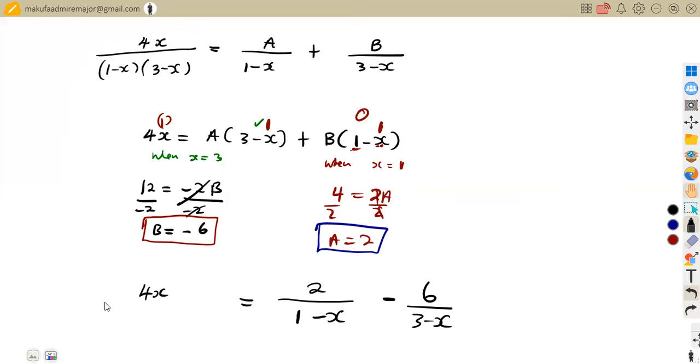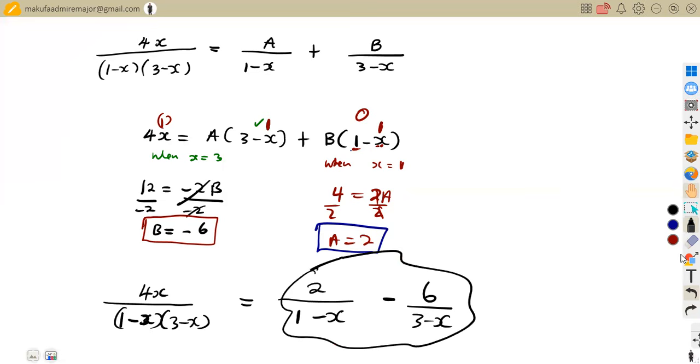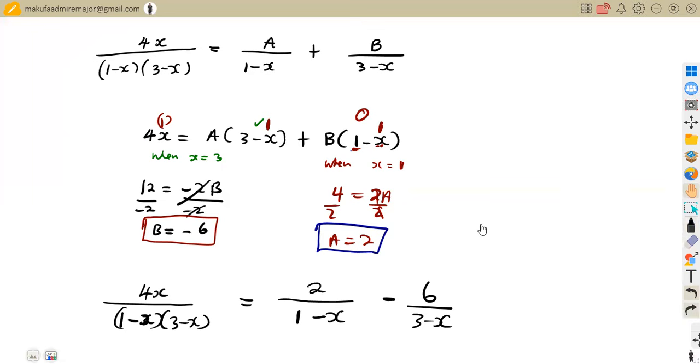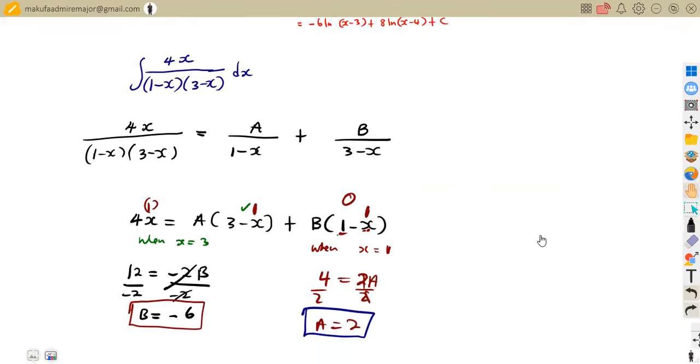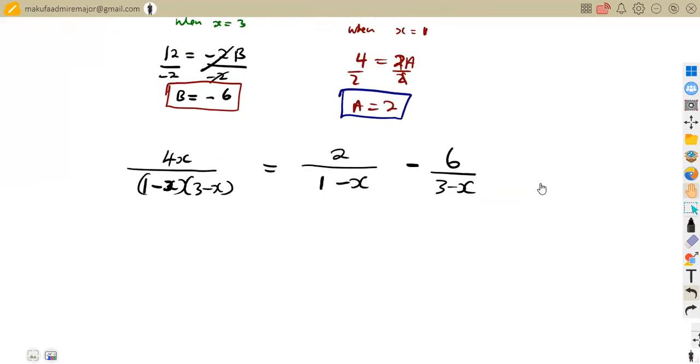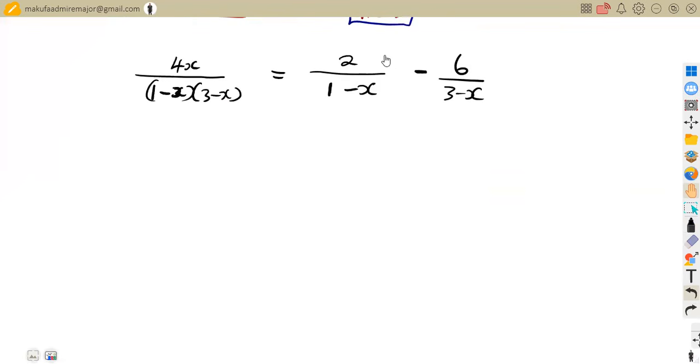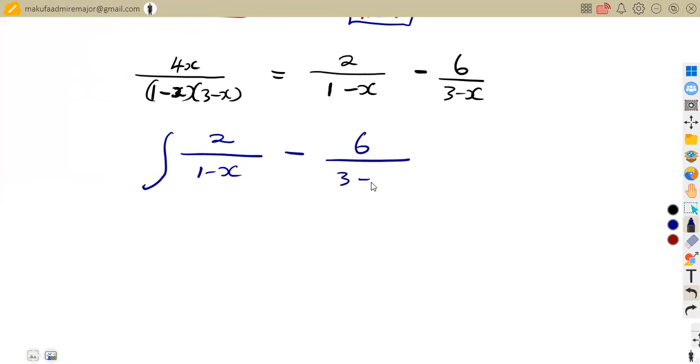This is representing the 4x over 1 minus x, that's 1 minus x into 3 minus x. This is what is representing our fraction. But the question was for us to integrate. So we are going back here to say the integral of this whole part that we had, which is represented now by this fraction, these two fractions. So that means we are going to have this as the integral of 2 over 1 minus x minus 6 over 3 minus x, with respect to x.